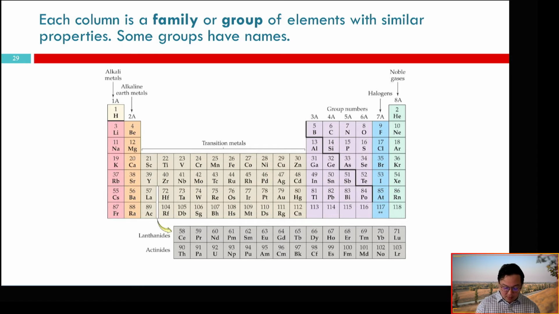So when we talk about the family, each column is a family or group of elements. So those are interchangeable, right? We can say this is a family, this is a group. It means the same thing. Some of these groups have names. So we have the alkali metals, the alkaline earth metals, we have the halogens, and the noble gases. And just as a little bit of a bonus, this 6A column, these are called chalcogens. I don't think there are any test questions on that, but little bonus, chalcogens.